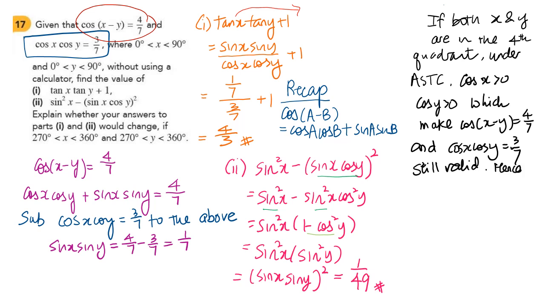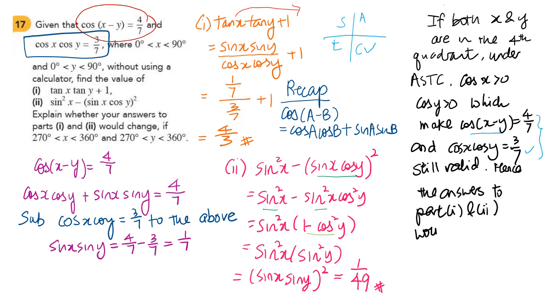Right, so if your x and y are in the fourth quadrant under your ASTC, cosine is positive in the fourth quadrant. So the value for cosine x and the value for cosine y would be positive, which makes this positive also and makes cos x times cos y also positive. So both of these conditions will still be valid. So hence, the answers to both parts of the question will remain the same.